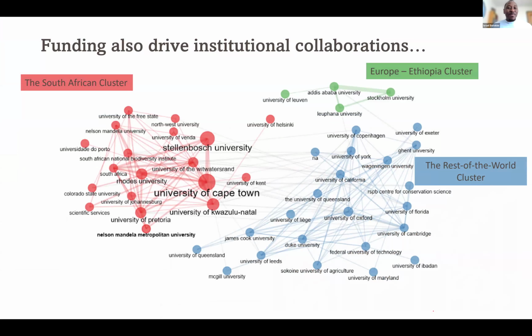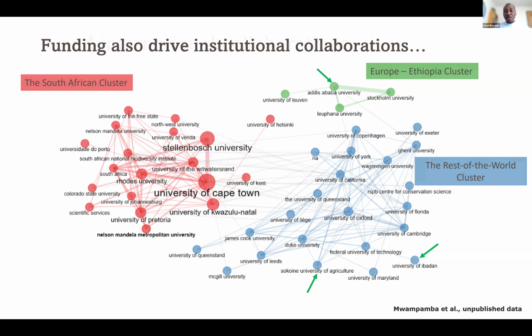And then looking at collaborations, funding is a major driver of collaborations. You see the one bubble there for South African institutions. They only collaborate among themselves and a little bit with other parts of Africa, other parts of the world. And then you see another small bubble for Europe doing some work with Ethiopia, and you see the rest of the world in terms of bubbles of who is doing what. A lot of collaborations going on. Funding is a main driver for institutional collaborations, and that's what you see here.